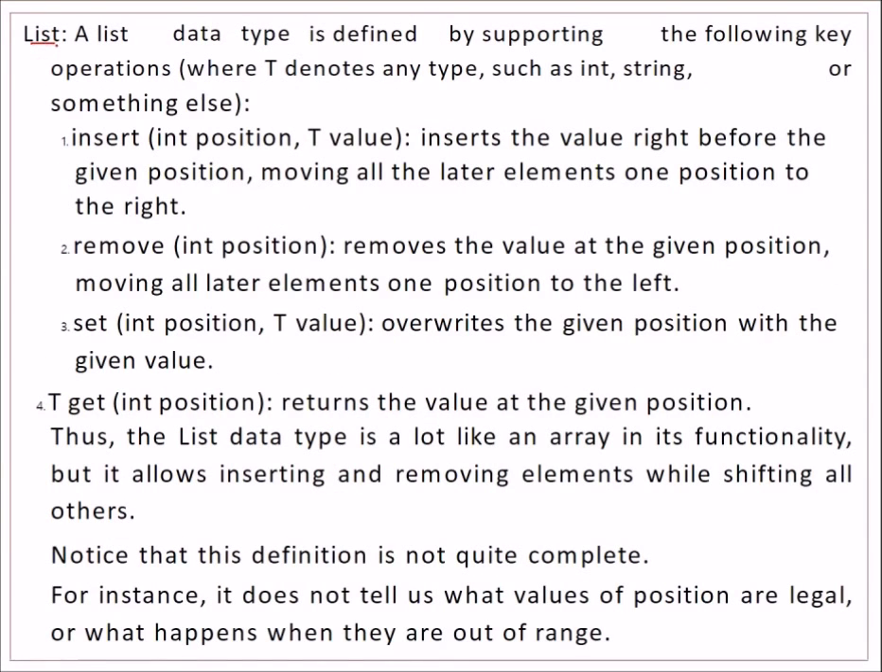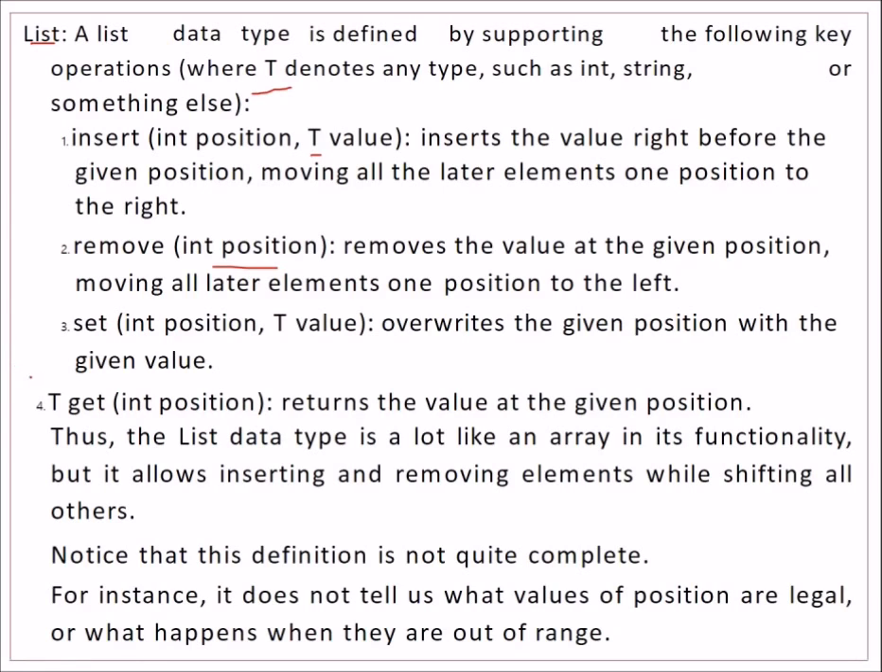List. What is a list? A list is a data type which is defined by supporting the following key operations. In this, T denotes any type such as integer, string or any other data type. Insert inserts the value right before the given position, moving all later elements one position to the right. Remove removes the value at the given position, moving all later elements one position to the left to fill in the gap.